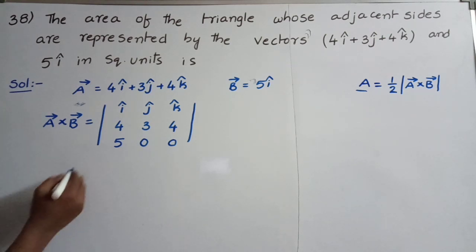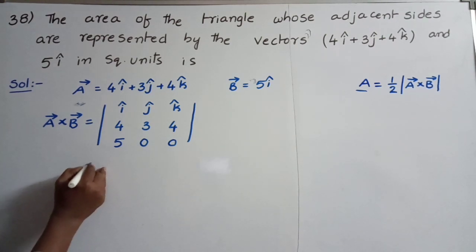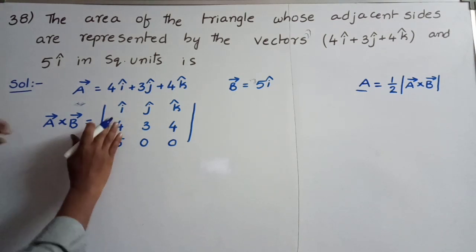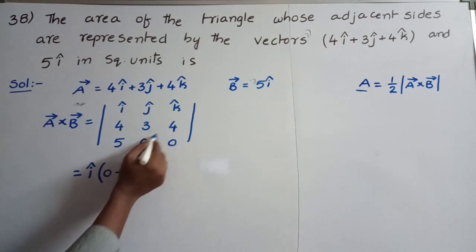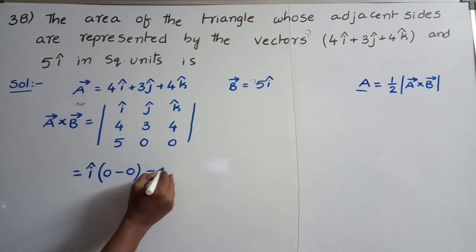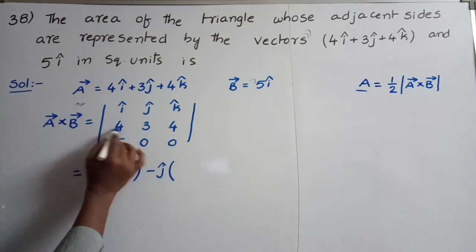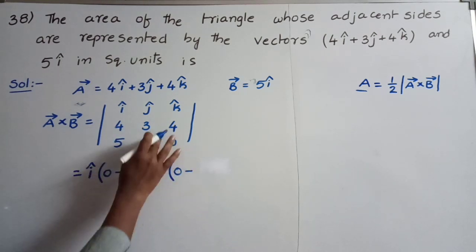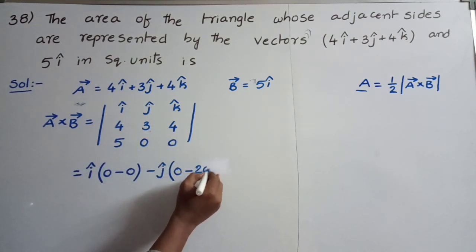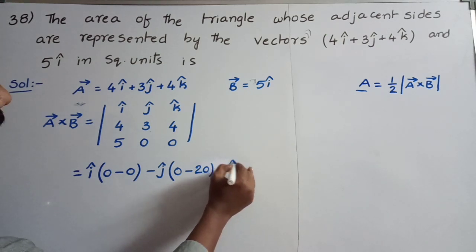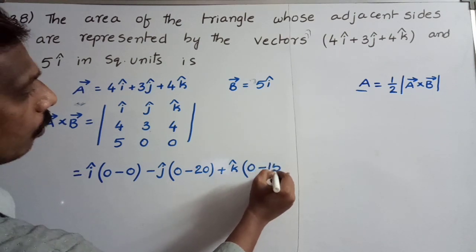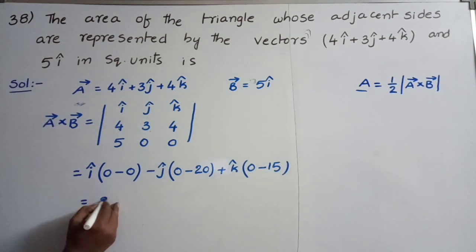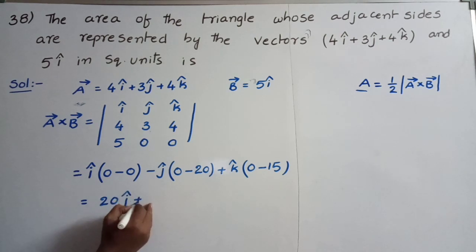Keep 0. From this we should multiply i cap into these 4 elements, 3 into 0, 0, minus 4 into 0, 0, minus j cap into 4 zeros are 0 minus 4 fives are 20, plus k cap into 4 zeros are 0 minus 3 fives are 15. So that equal to minus 20 j cap plus minus 15 k cap.